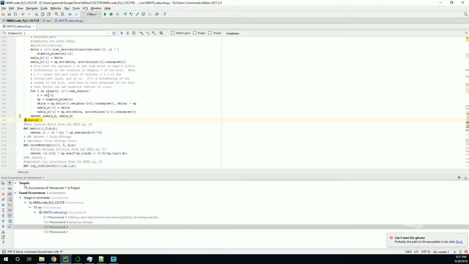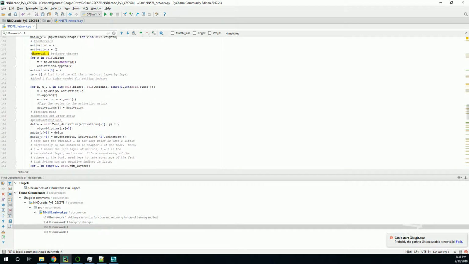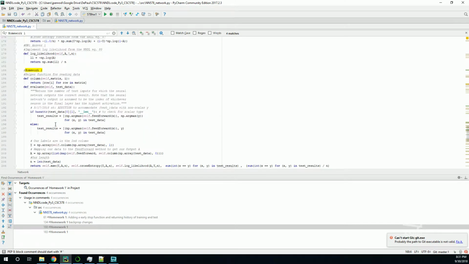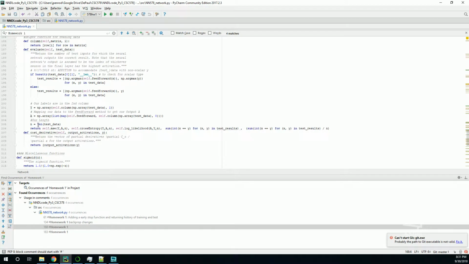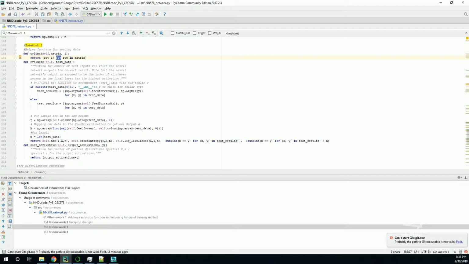In the evaluate, I did two big changes. First, I set up this column function that's a little helper to make it easy. I get all my labels, which I know are in column 1, and all my outputs are derived from column 0. So that's what this is doing. This is deriving my outputs by feeding column 0 into feed forward using the map and lambda functions in Python.